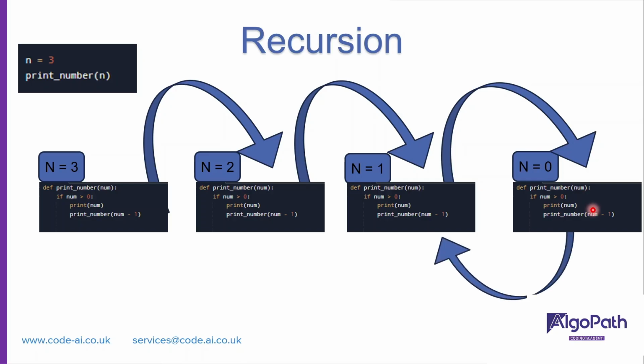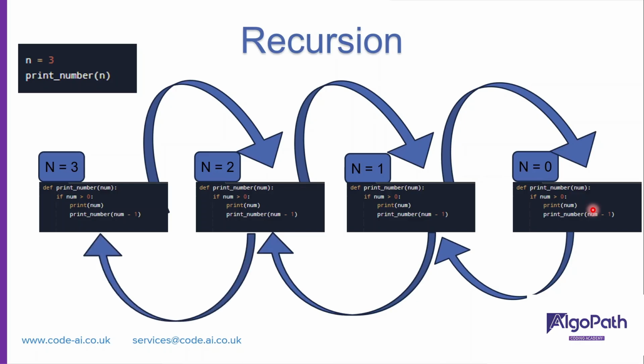Next, what will happen? It will return to the previous call, then it will return to the previous call, and then it will return to the first call. And then finally, it will return to the main function. So that's a basic understanding of how recursion works. And we will see another example of how we should apply the base case.